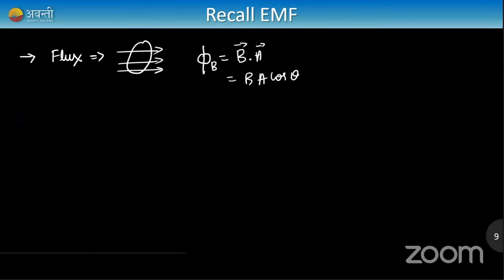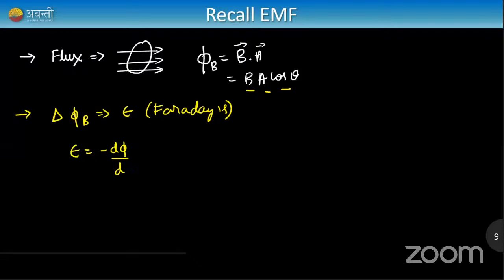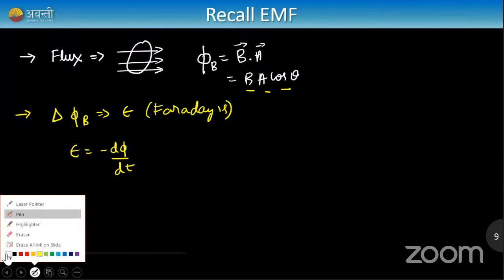Whenever any one of these variables, either B or A or theta, changes, flux changes, and whenever there is a change in flux, an EMF is induced. This was shown by Faraday's experiment. Faraday did this experiment many times and gave us Faraday's law, which is induced EMF equal to minus d phi by dt. The rate of change of flux is equal to the EMF induced. So this was Michael Faraday's law of induced EMF.